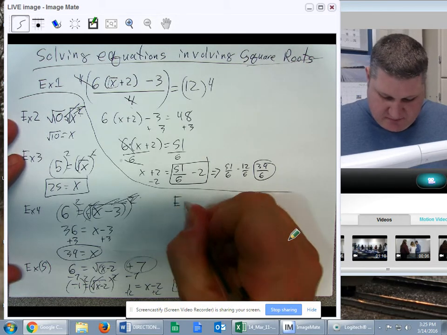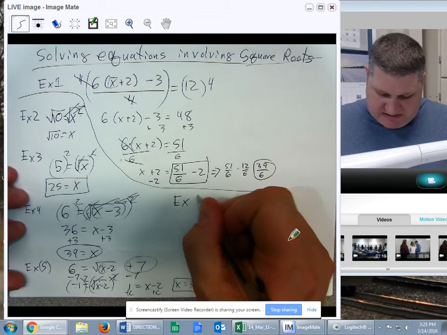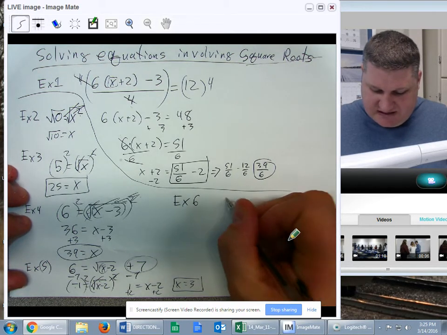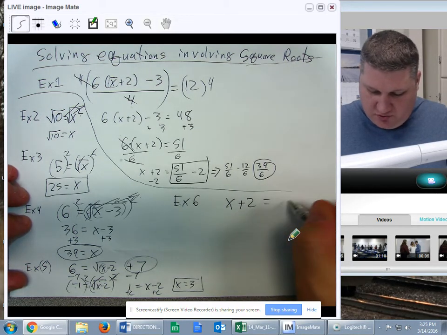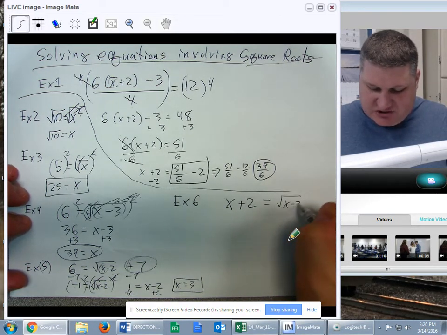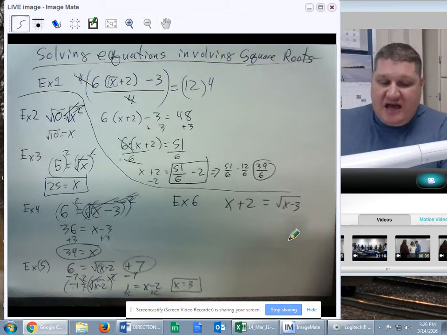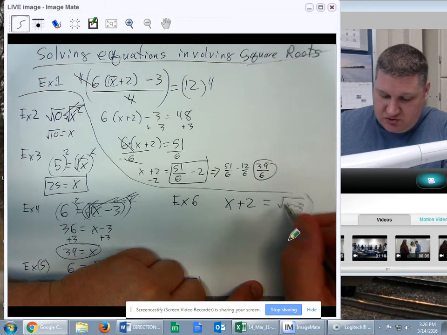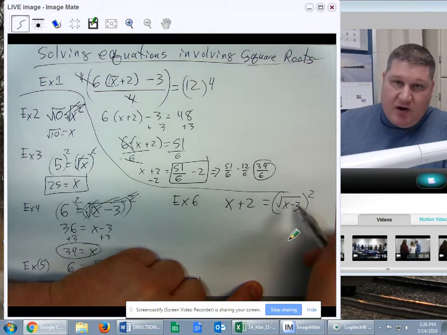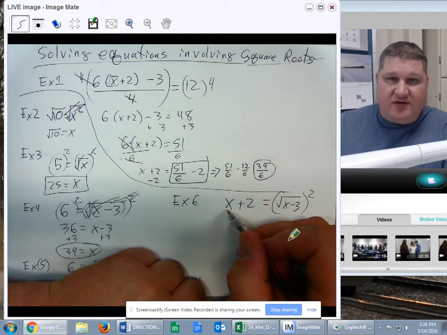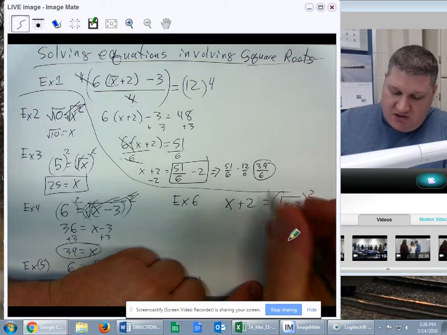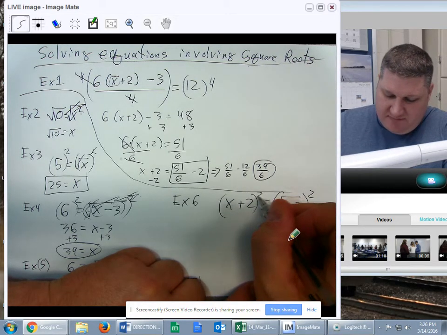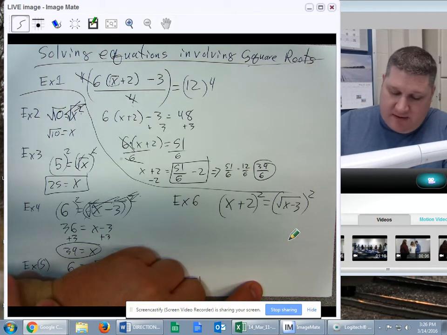Let's go to example number 6. Example number 6: I have x plus 2 equals the square root of x minus 3. In this case, I need to get rid of a square root. To get rid of a square root, I would square it. But if I square one side, I must square the other. Now, be careful. Squaring this side means squaring everything.